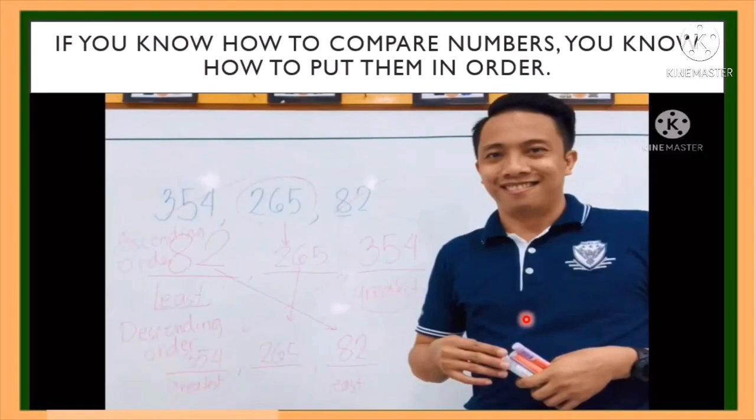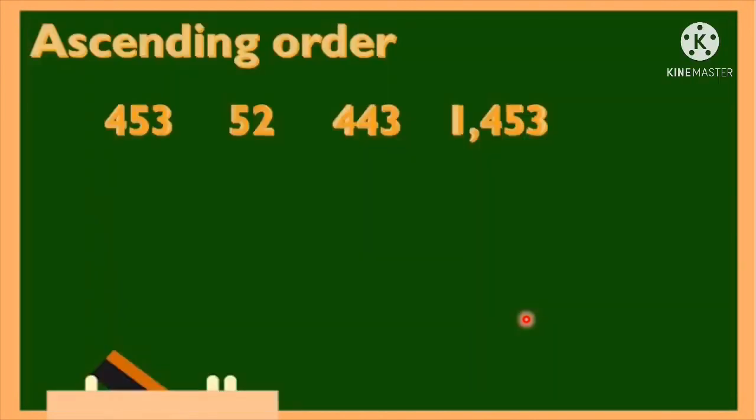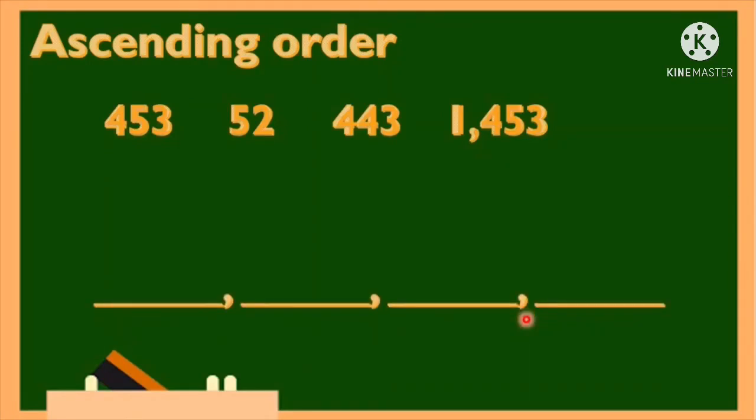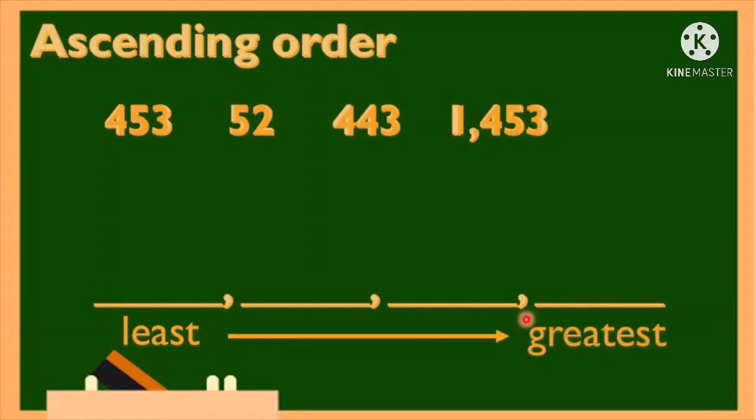Thank you, Teacher JP number 2, for that explanation. Now, let's proceed to some examples. Let's order these 4 numbers in ascending order. Alright? First things first, we need to put 4 blanks. And then, the second thing to do is to find the least number to the greatest number. We need to find first which of these 4 numbers is what we call the least number.